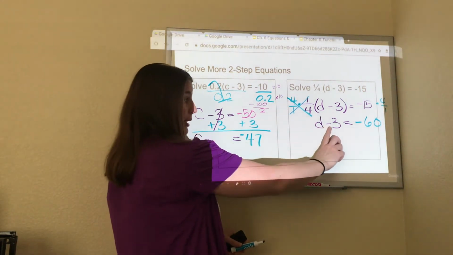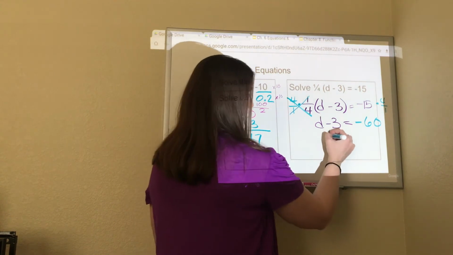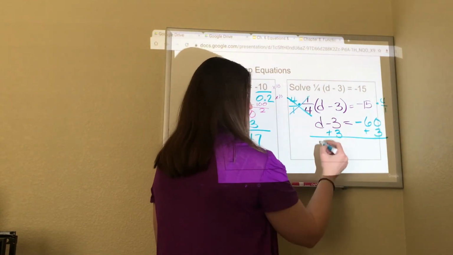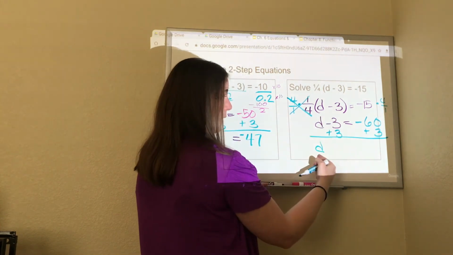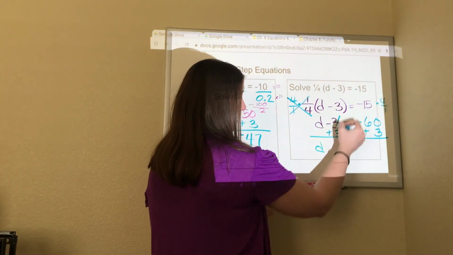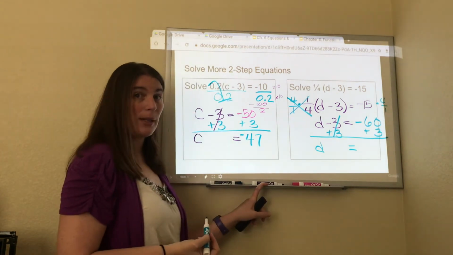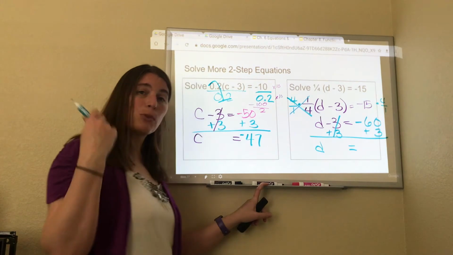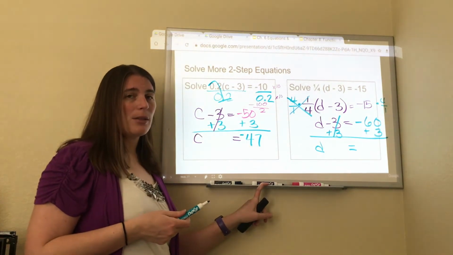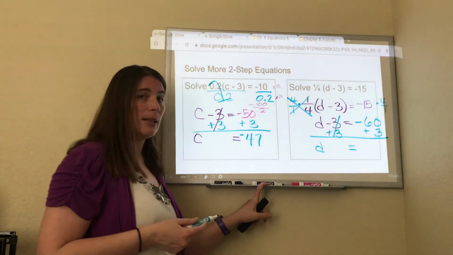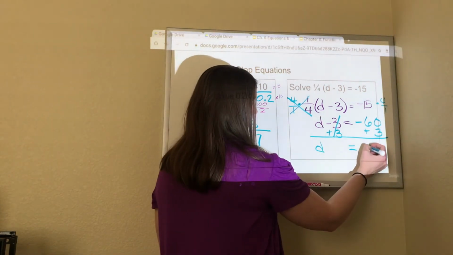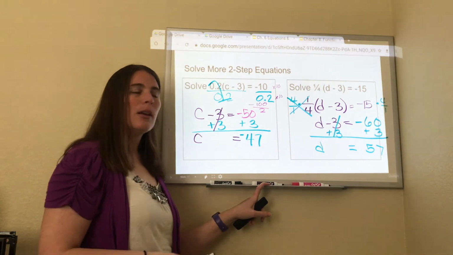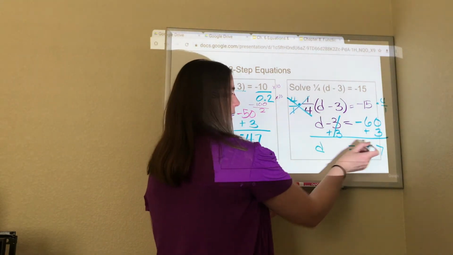So now, since I see subtracting 3, I'm going to add 3 to both sides. So I get d, just write the equal sign right down below. The 3's cancel out because they're 0 pairs. And then I have some negatives and positives. So I'm going to subtract in my head. So 60 minus 3 is 57. Do I have more negatives or positives? I have more negatives, so it would be a negative 57.